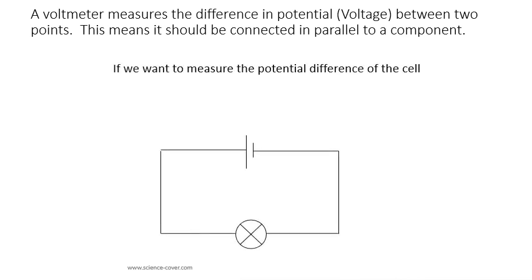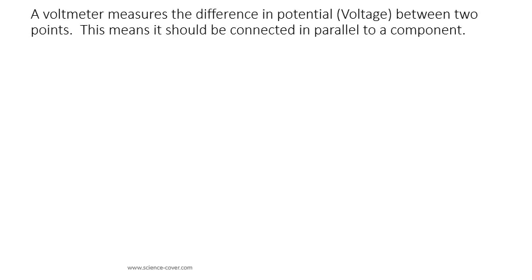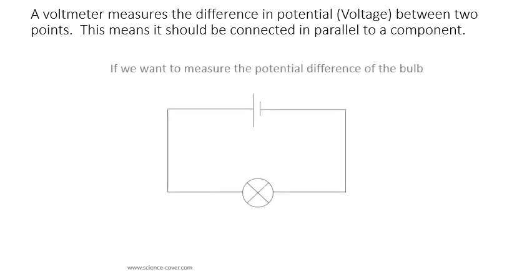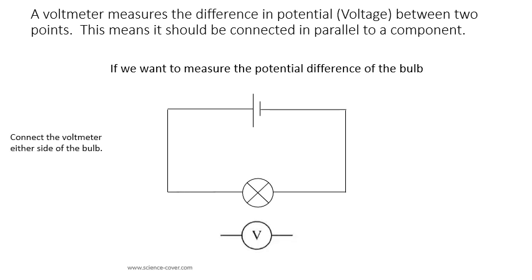If we want to measure the potential difference across the cell, then we connect our voltmeter to either side of the cell. It will then measure the potential or voltage difference between each location. If we want to measure the potential difference of the bulb, then we must place our voltmeter with a connection either side of the bulb. This will measure the potential or voltage difference before and after the bulb.